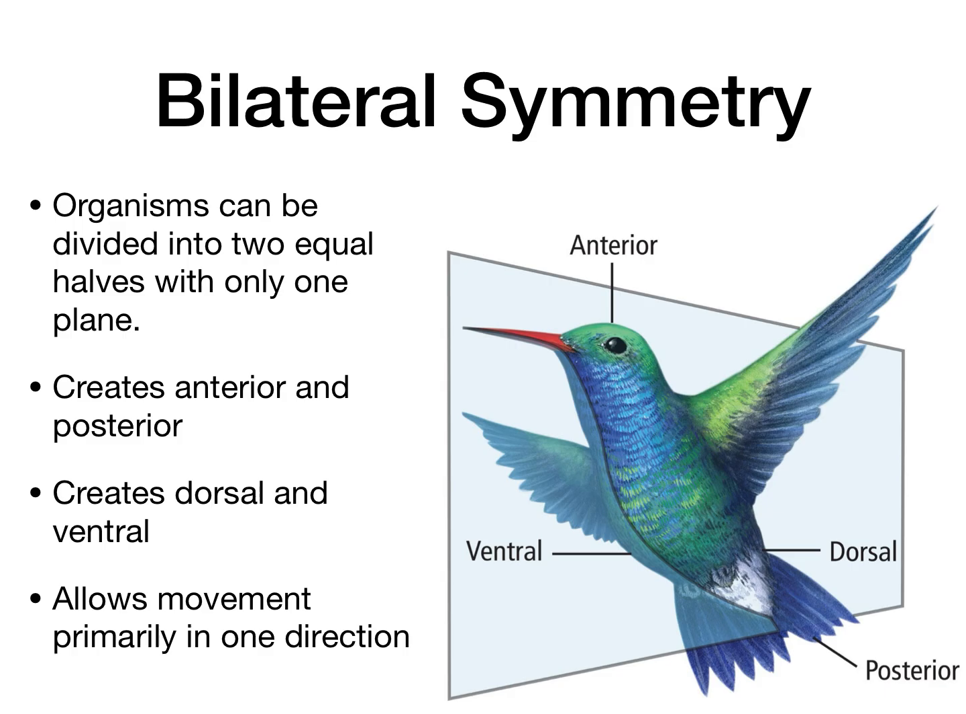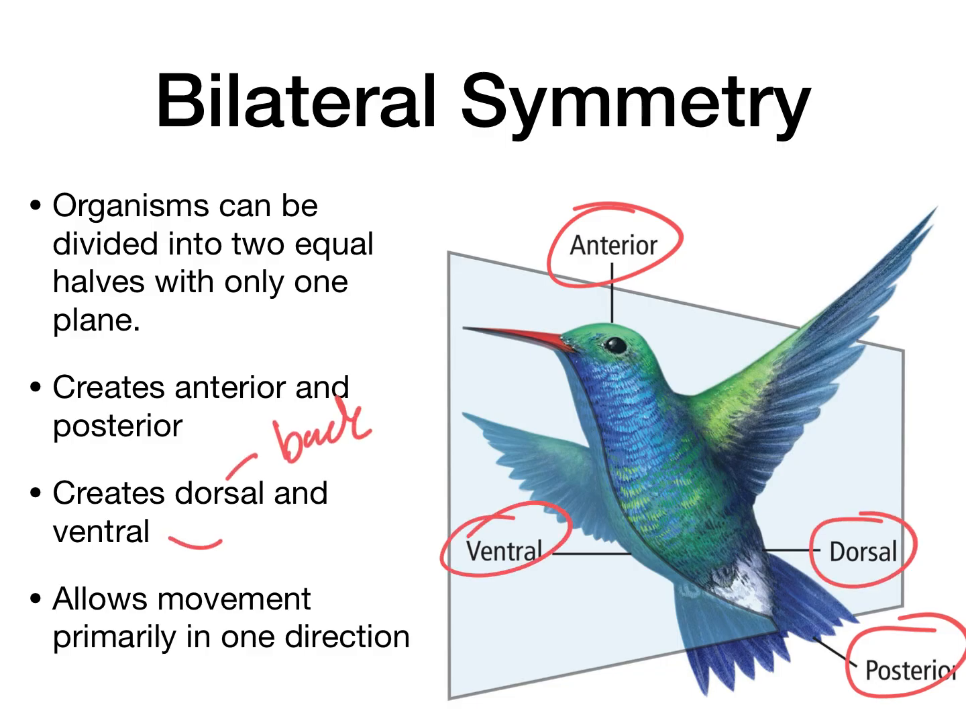Bilateral symmetry means that the organism can be divided into two equal halves in only one location. And this organism has these four main directional locations: an anterior and a posterior, a front and a back, and a dorsal and a ventral. And the dorsal is always the back side, and the ventral is always the belly side.